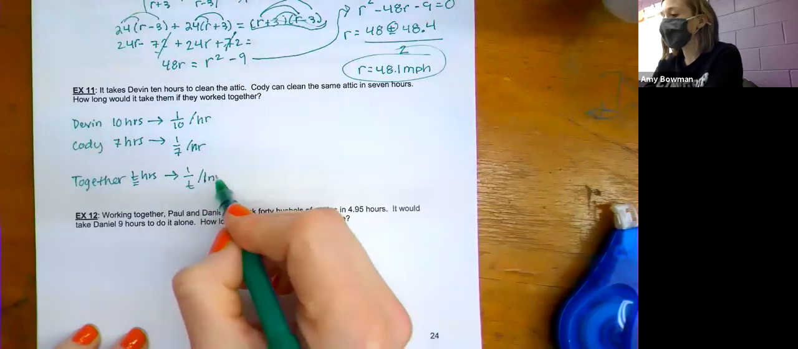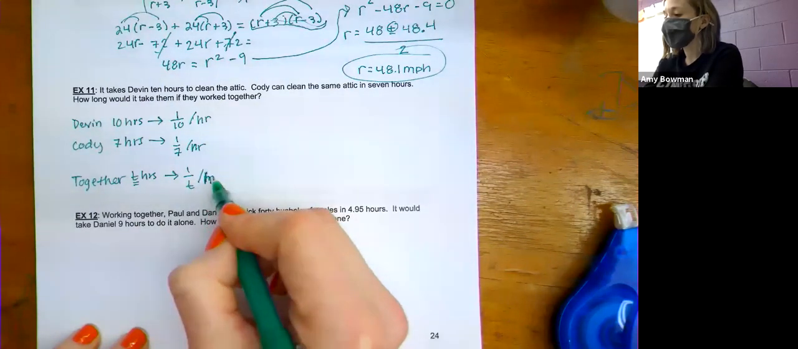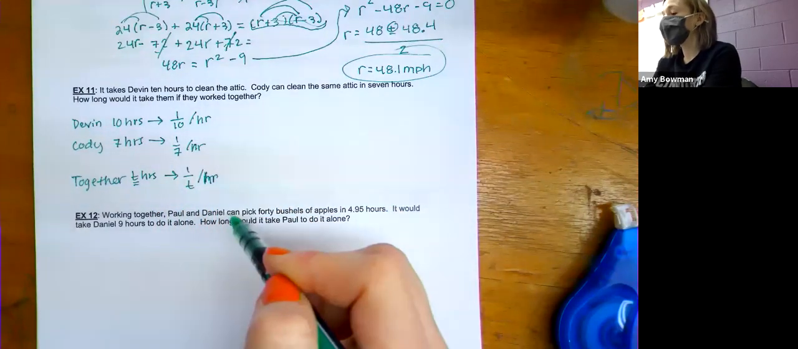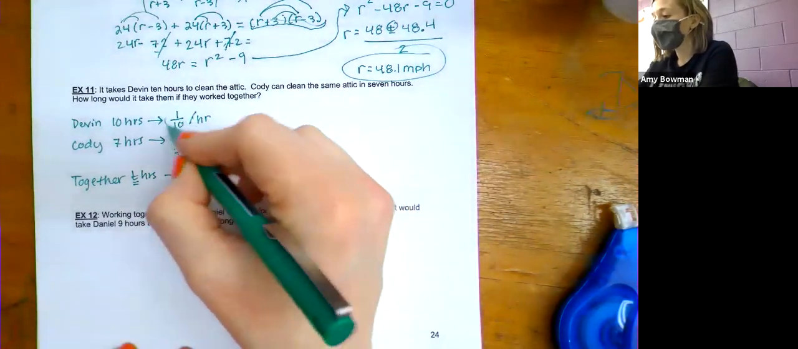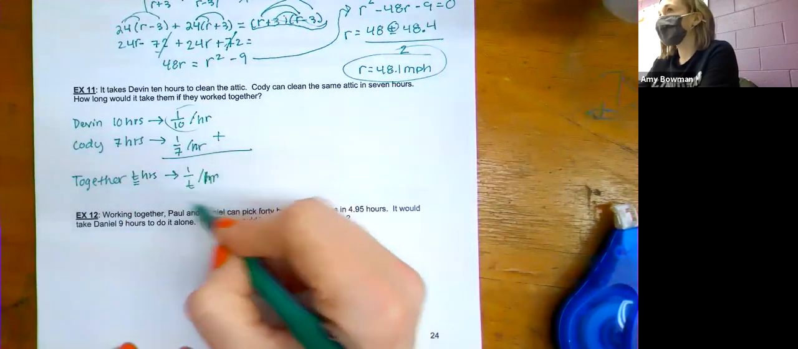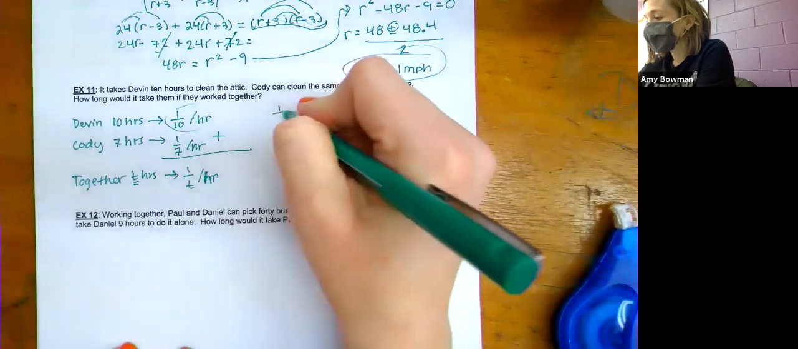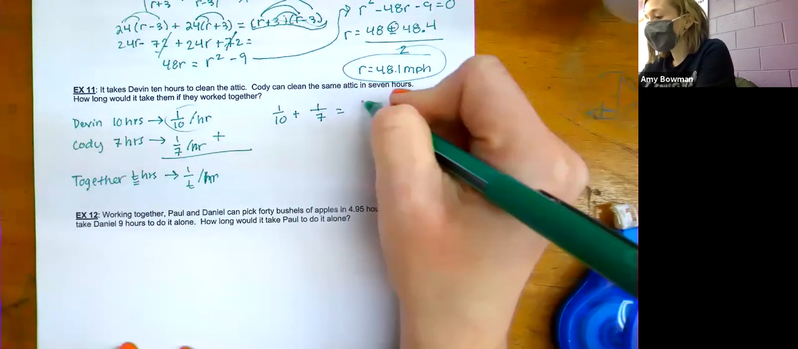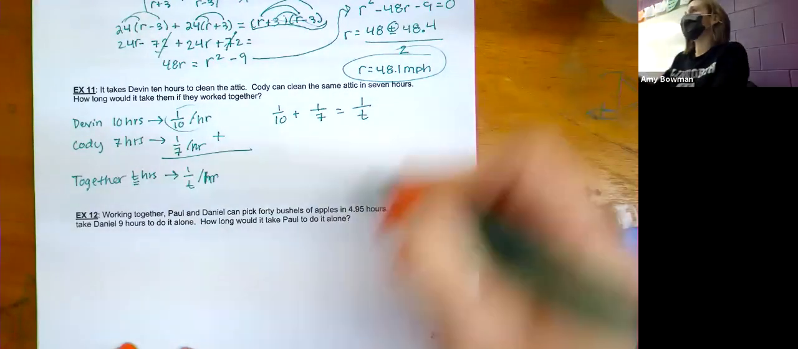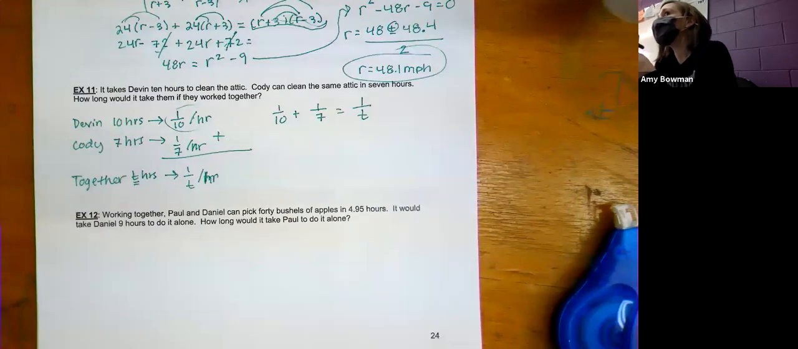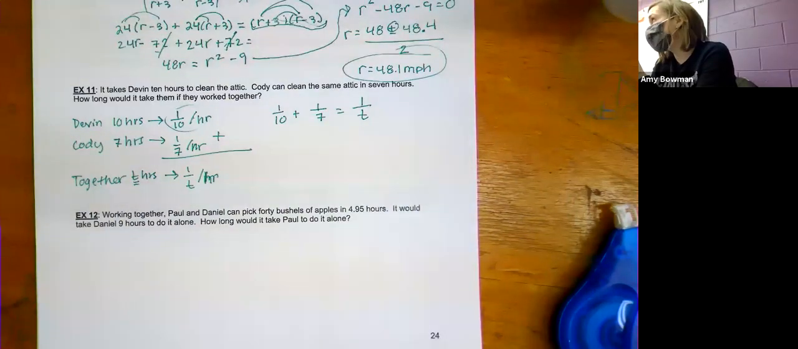So first take all of your times, think of them in terms of rates, and now we know that this rate plus this rate is going to equal this rate. So the rate of 1/10 per hour plus the rate of 1/7 per hour is going to equal the rate of 1/T per hour. Now we just have a simple rational equation to solve.